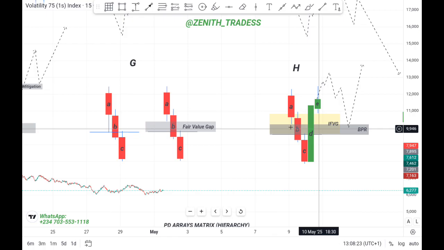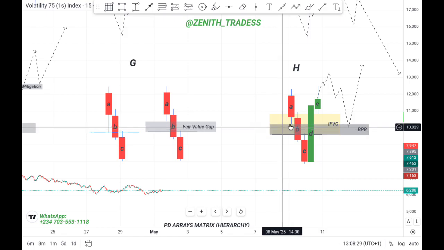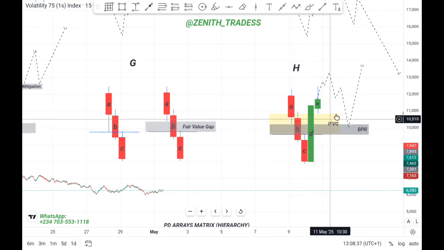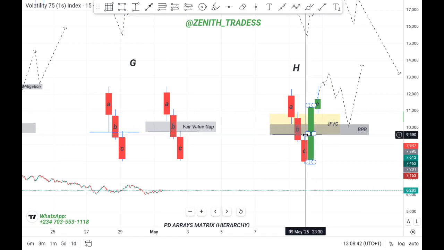The intersection of the first fair value gap and the second fair value gap. Just draw your box so that it will always pick the smallest fair value gap among these two. You can see that as price inverses it, this one is wider, right? Look at the bottom of your candle E and look at the top of your candle C.